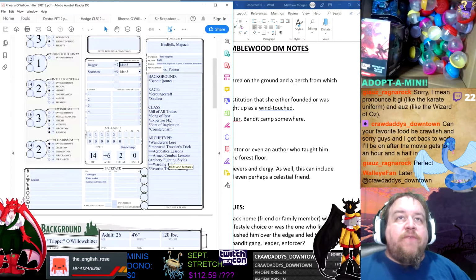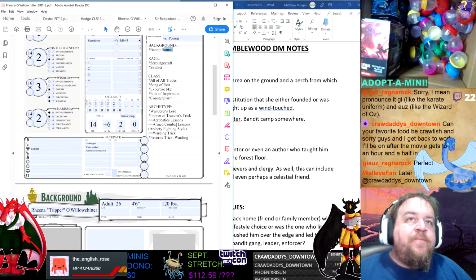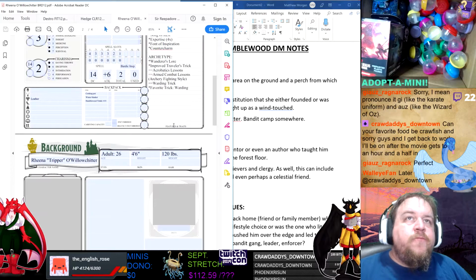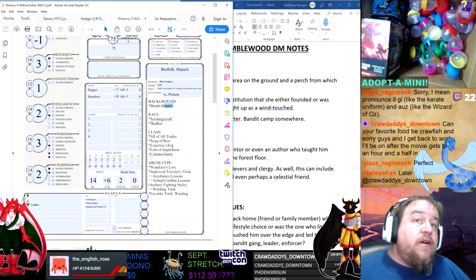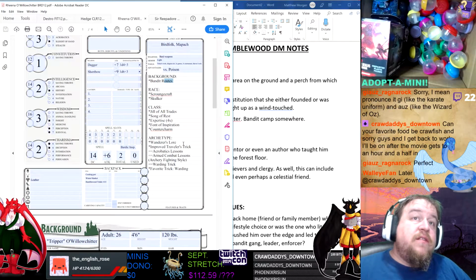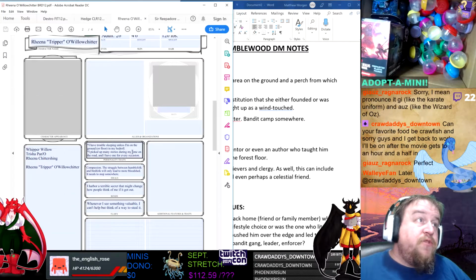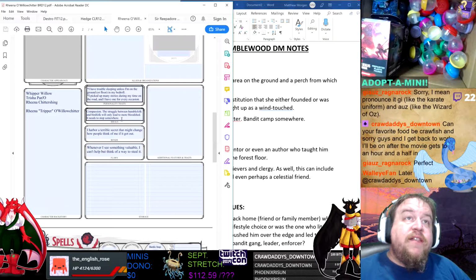So we know bandit routes. Oh, this is our bard. We've also picked up some things along the lines, which actually is going to play really well into our NPCs and even villains.